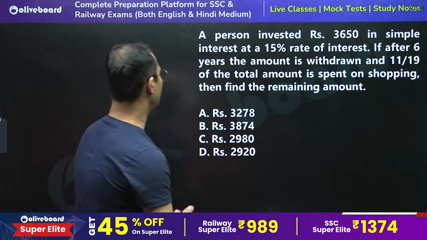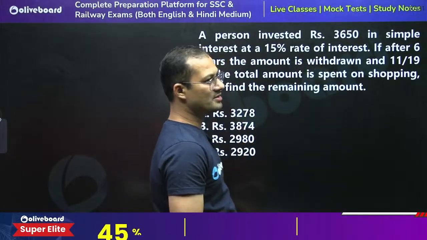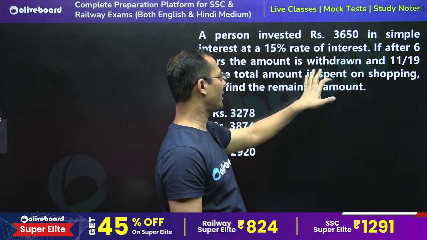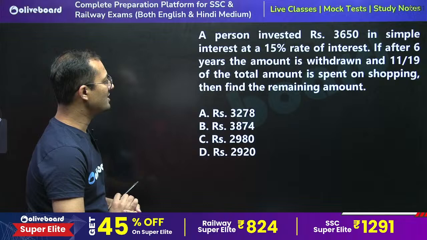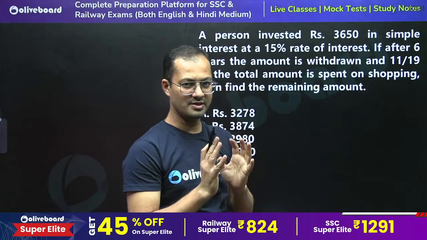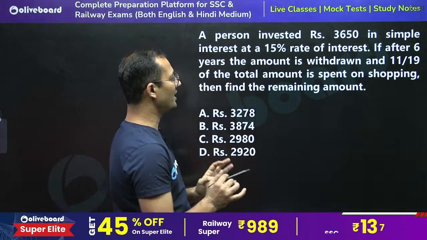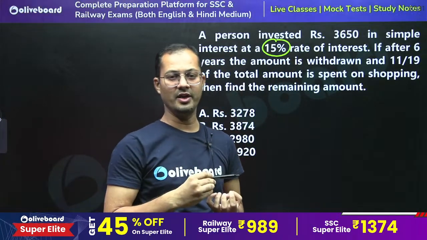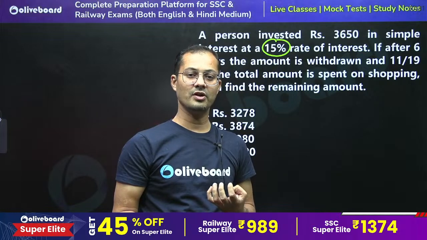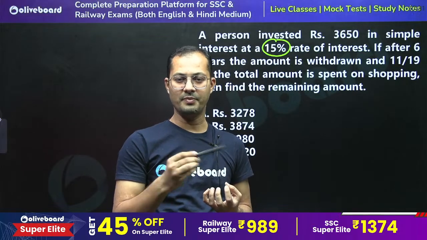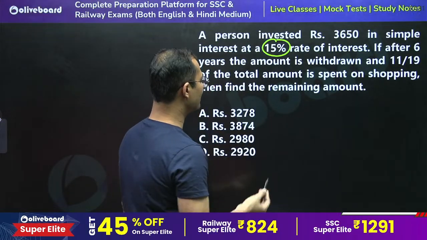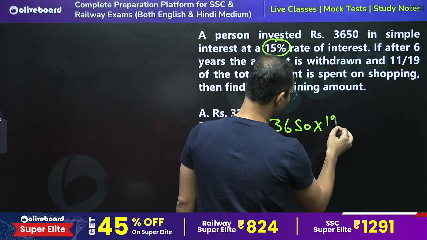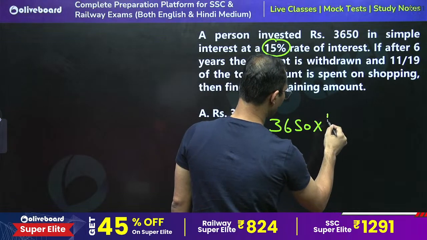See, the question is saying a person invested rupees 3,650 in simple interest at a 15% rate of interest. If after 6 years the amount is withdrawn, see, my money is increasing by 15% in 1 year. So in 6 years it will be increased by what? 15 into 6, 90%, right? So we can say that my 3,650 will become 190%.